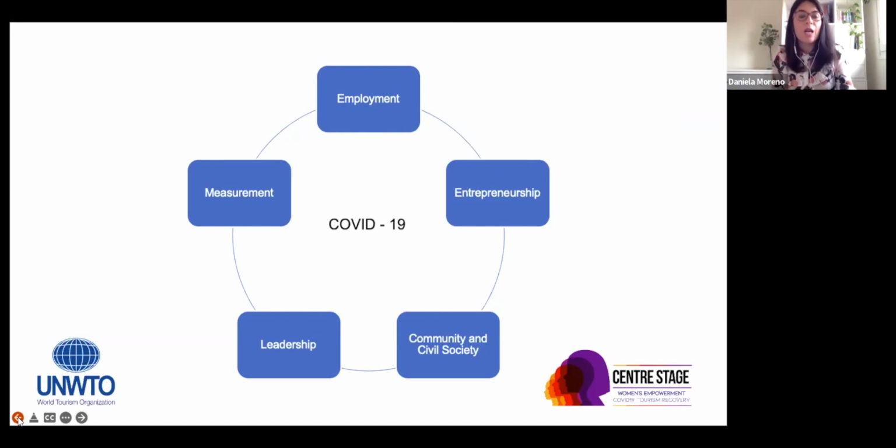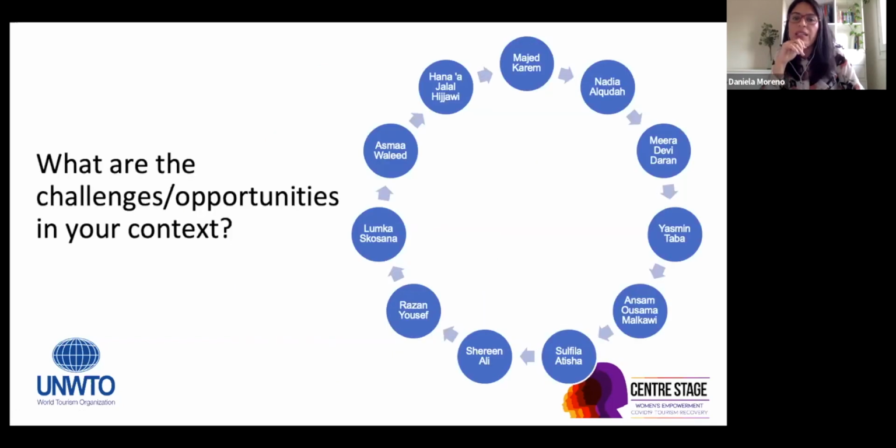So with this explanation of why gender matters in tourism, taking into account these pillars, I am finishing this model. It would be very nice if you can carry out this kind of analysis in your own context, because like that you will have a tailor-made analysis of what is happening around you. I would like us to have a discussion right now, based on this question. Taking into account what I just explained, I really would like to know what the challenges and opportunities are in your own context.